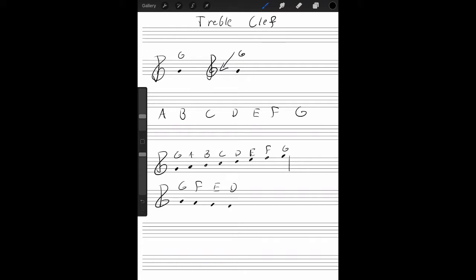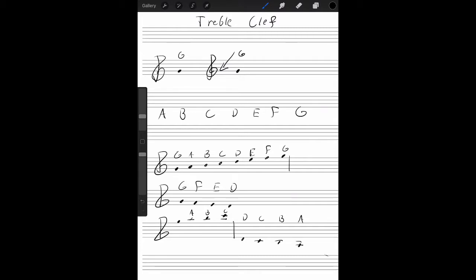Now, if we think back to lesson 10, we can extend this using ledger lines. G, A, B, C, and then the same way on the bottom if we went below. So that would be a D, first ledger line, a C, below that first ledger line, a B, let's go one more, two ledger lines, an A.